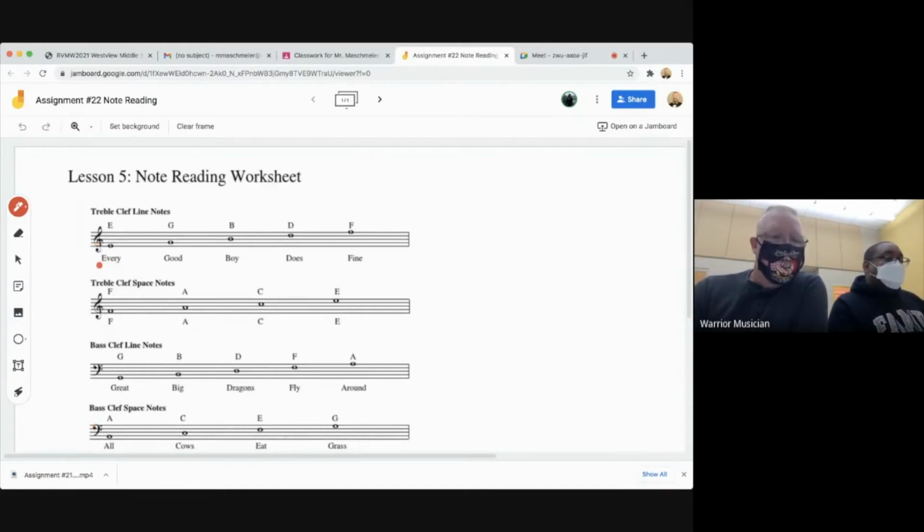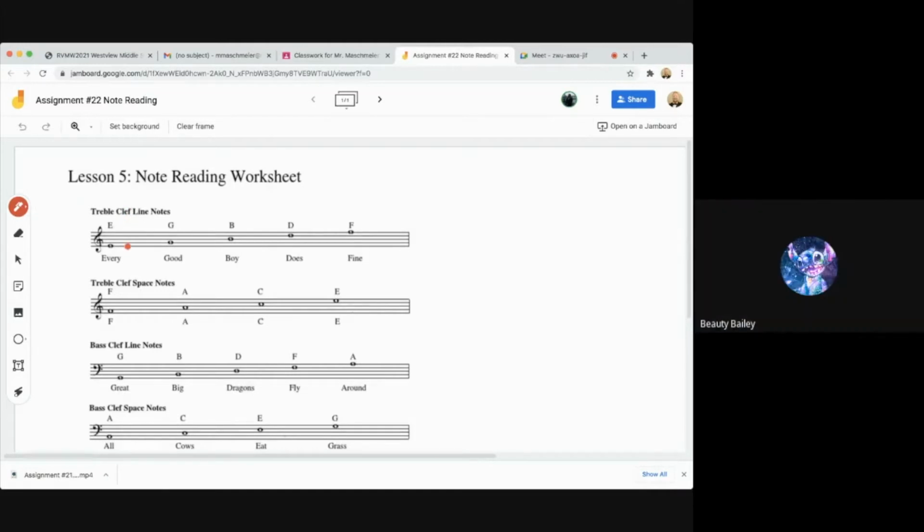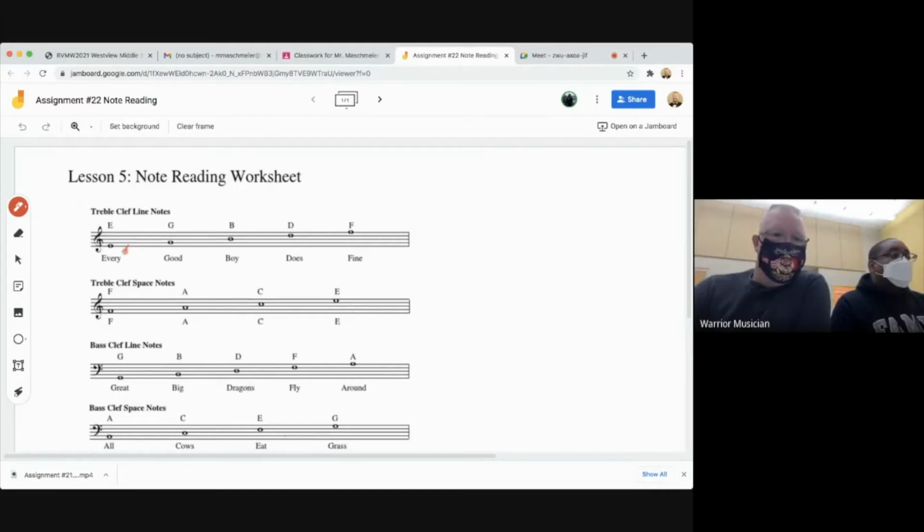So let's look at the first line here. Someone answer this question for me, just looking at the treble clef lines. The first note here, what line number is that on? What line number, gang? Thank you, Mr. Stewart. You're correct. It is on line number 1.